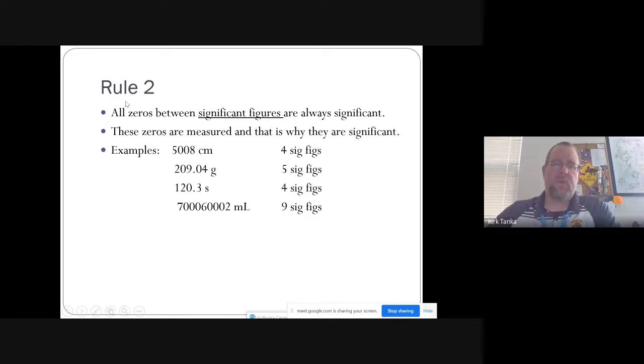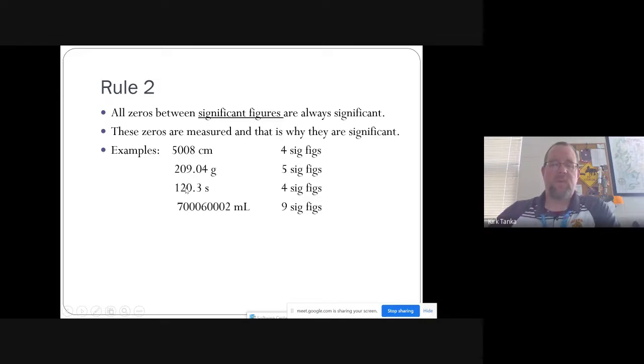Rule number two, all zeros that are between significant figures are always significant. Since the 5 and the 8 are significant, I call this the Oreo rule. Since the 5 and the 8 are significant in 5,008 centimeters, those zeros are also significant. If we have 209.04 grams, then the 2, the 9, and the 4 are all significant, so therefore the zeros are also significant. So that's 5 sig figs.